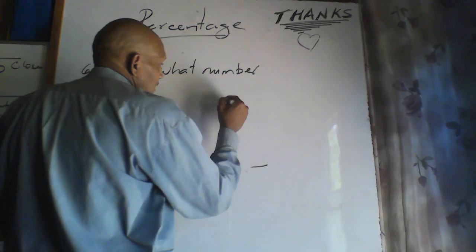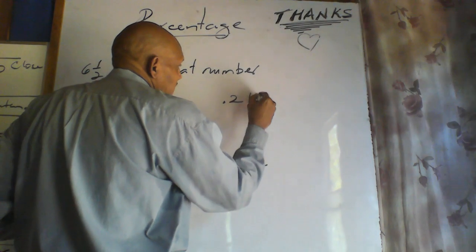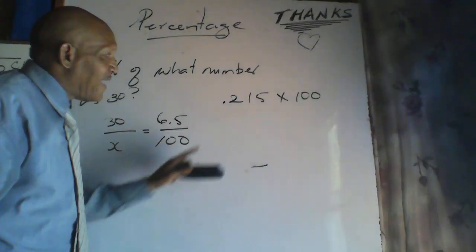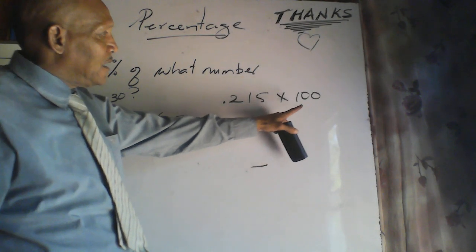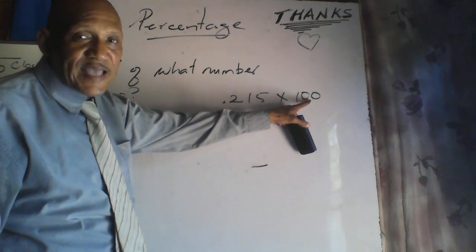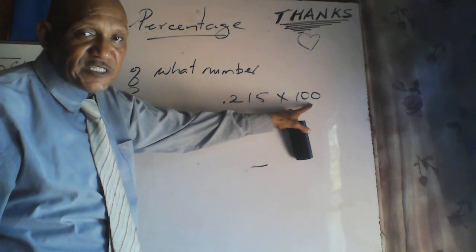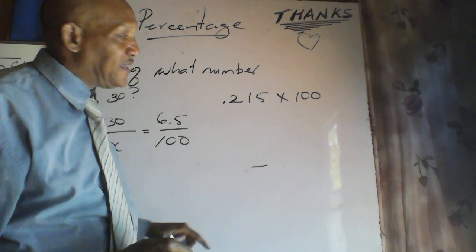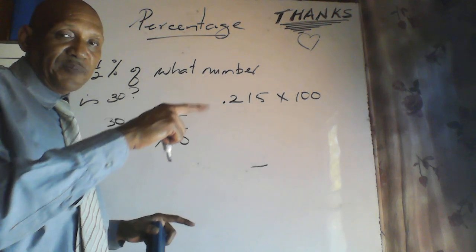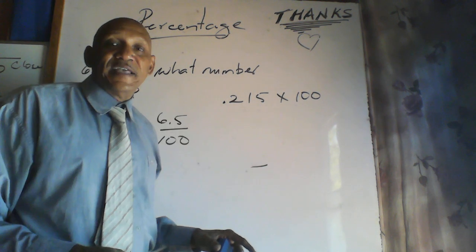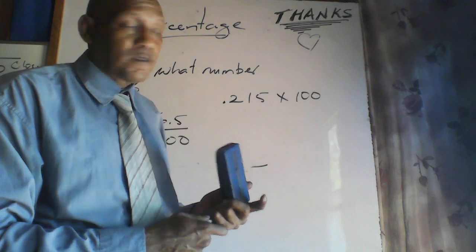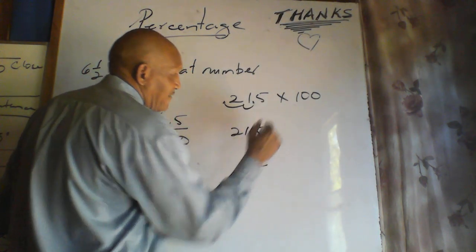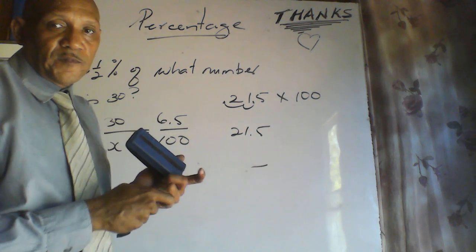If I have 0.215 times 100, all I have to do is move the decimal as many places as I have zeros in my increments of 10. This is 100, so it has 2 zeros, so I just move the decimal place 2 places. When you're multiplying, the decimal place goes to the right. When you're dividing, the decimal place goes to the left. In this case, I move it 2 places. My answer is 21.5. You have to trust it.